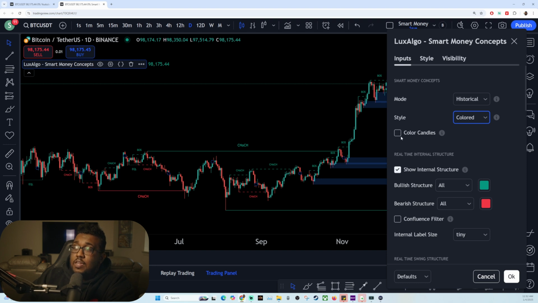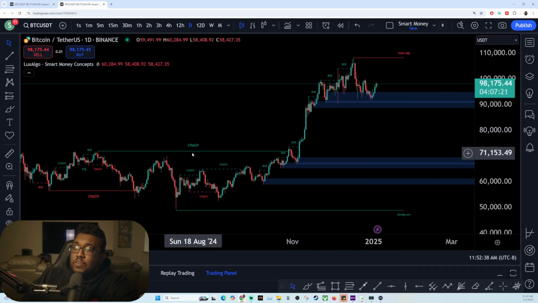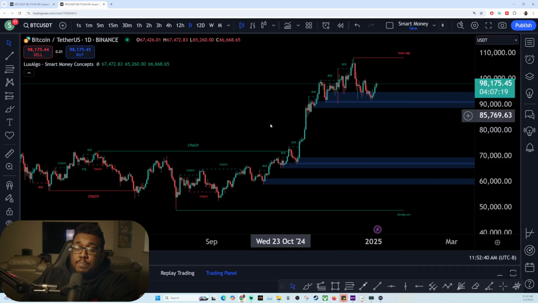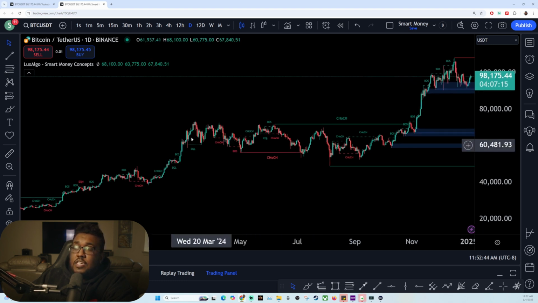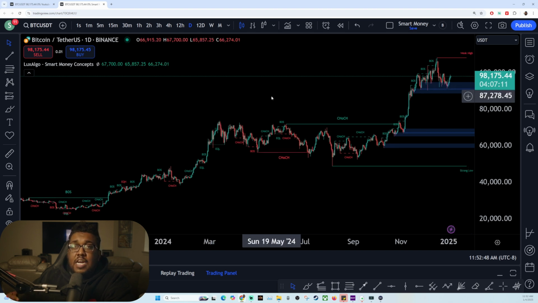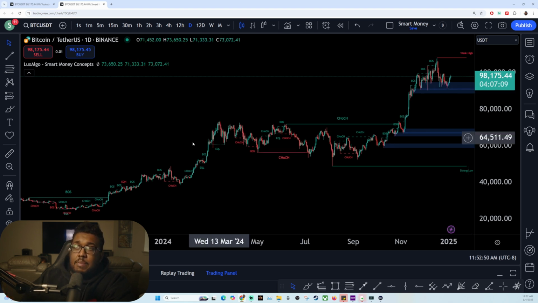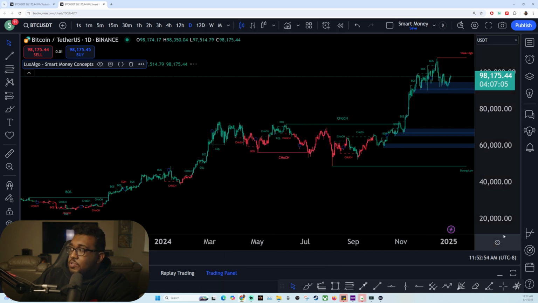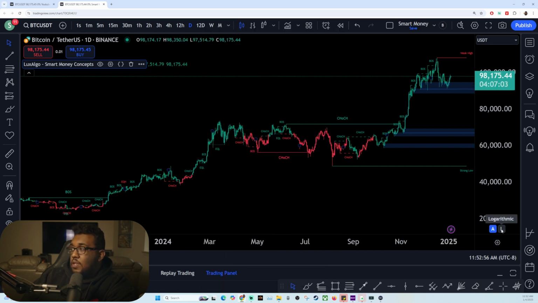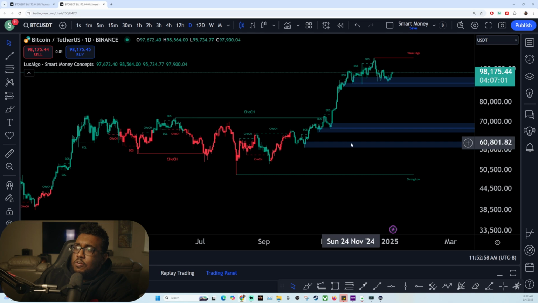Next up, we have color candles. This basically means that every time we have a change of character that's green, which is a bullish sign, or a change of character that's red, which is a bearish sign, it's going to change the corresponding candles afterwards to signify that this is a good time to be buying, and this is a bearish time to be buying. So let's just turn this on very fast. I'm also going to put this into a logarithmic form just so it looks a little better on the charts.